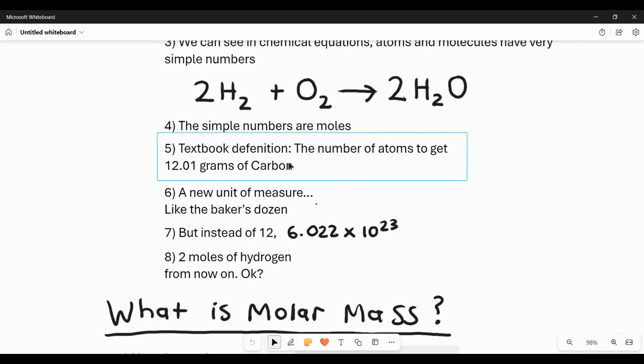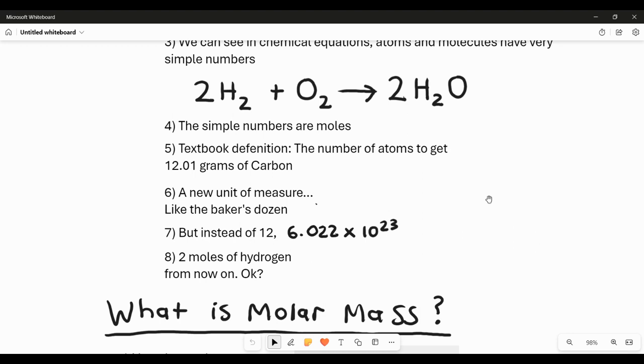So the textbook definition for what a mole is: on the periodic table, the atomic mass of carbon is 12.01, and the textbook definition of what a mole is, is the number of atoms that you need to get 12.01 grams of carbon. So the atomic mass units in grams, the number of atoms you need to get that much. Think of it like the baker's dozen.